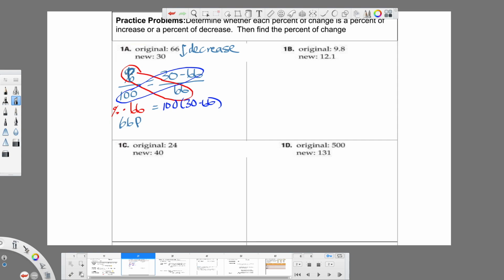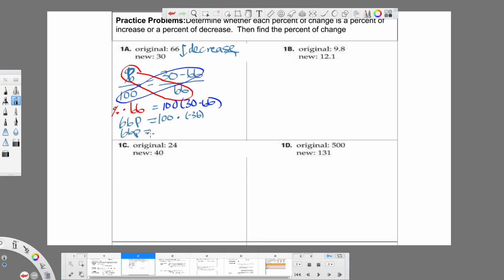So 66p equals, I could do this distribution here, which is something that we've practiced before. But I can also simplify in the parentheses and have 100 times 30 minus 66. And we just subtract. 30 minus 66 is negative 36. So I'm going to leave that in parentheses just so we know it's negative. We're multiplying by negative 36. So again, this tells me that's a decrease. That's a negative sign there. So we have 66p equals negative 36 times 100.